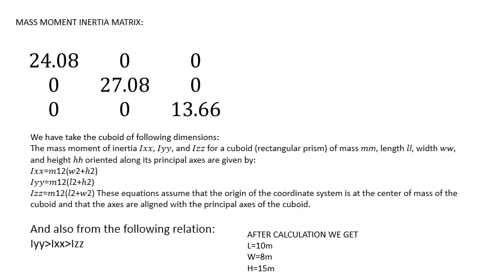I'm going to explain the mass moment of inertia matrix for the part that Shane just now presented. We have taken the main body to be a cuboid to get the A, B, C relation, because for the cylindrical part we are not getting the proper relation as given in the bottom part, that is Iyy is greater than Ixx is greater than Izz. So Iyy is written like this, Ixx written like this, Izz written like this. So we are getting that L is greater than H and W is greater than L. So we have assumed H to be 15, L to be 10, and width to be 8. And then we have calculated our mass moment of inertia matrix.